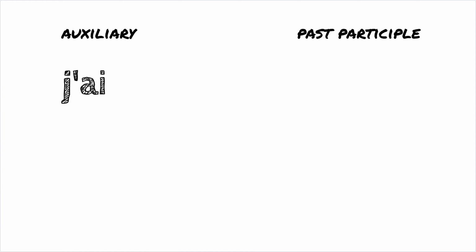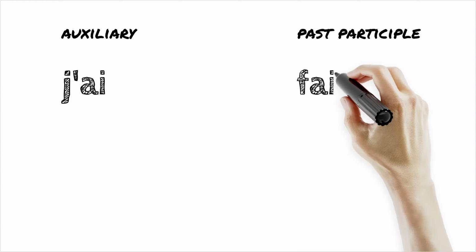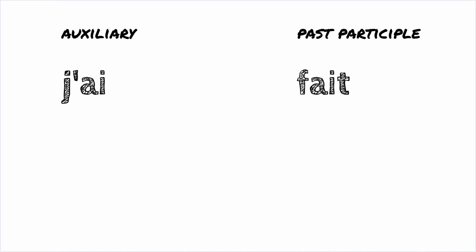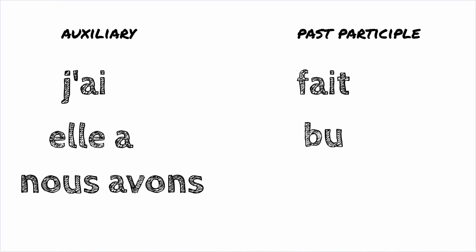So again, with the irregular verbs, we still need an auxiliary and a past participle. So for example, j'ai fait, I did or I have done. Elle a bu, she drank or she has drunk. And nous avons dit, we said or we have said.